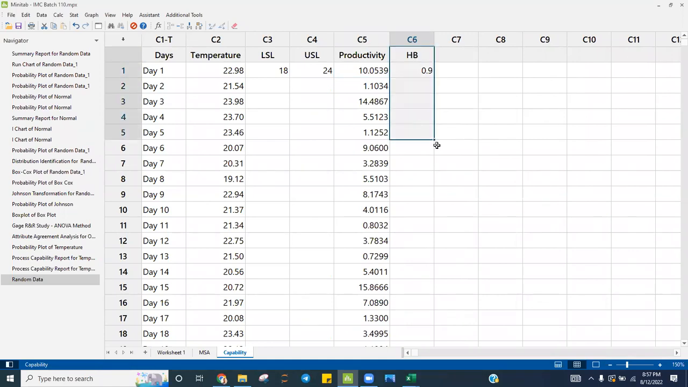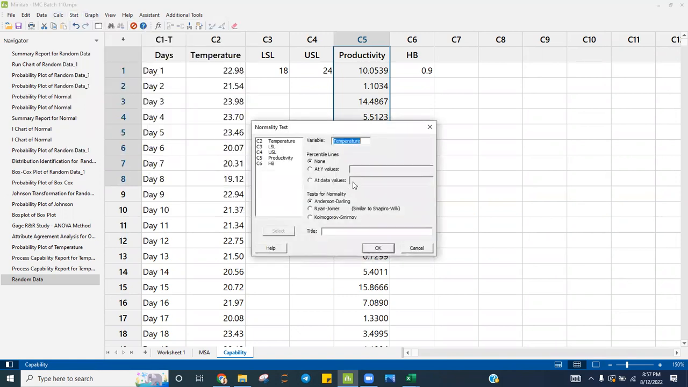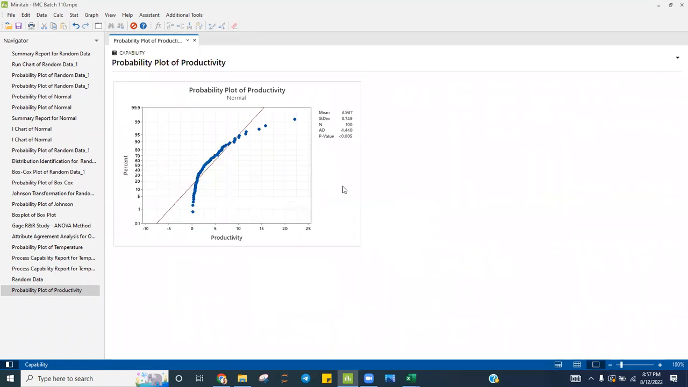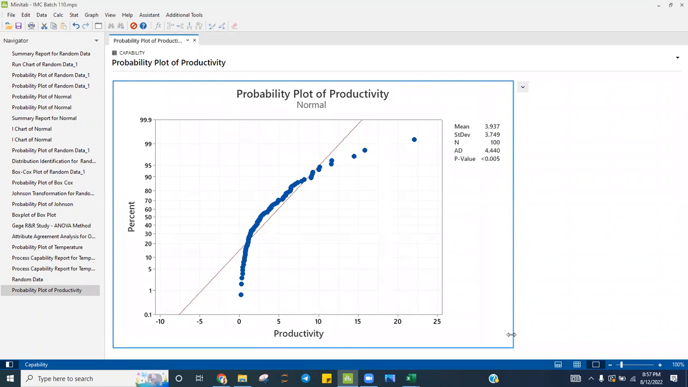One-sided specification you have. First, you will check the data normality of this data. Data is normal or not. Then you go to Stat, Basic Statistics, Normality Test. Select your productivity, click on OK, and you will see that the p-value of your data is less than 0.05, which means data is not normally distributed.